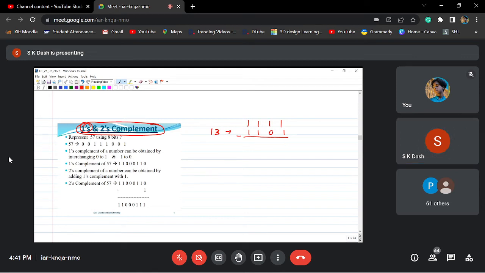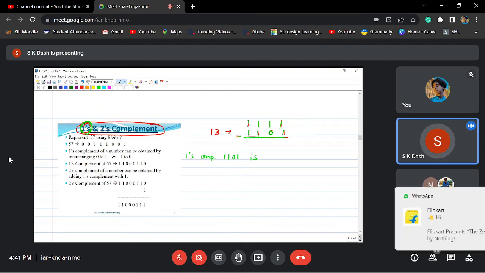Sir, can you explain this once more? 0. So whatever number is given, this is given 1101. If I want to find its 1's complement, what I need to do is subtract this from all ones. Whatever result you get, that will be called the 1's complement of 1101. So to find that, we need to do the subtraction.